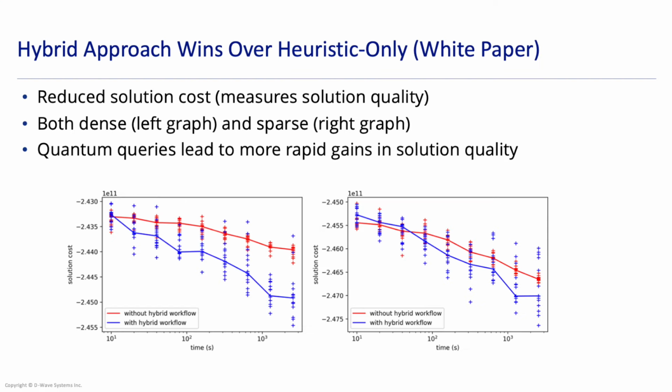And we've shown some statistics that show that the hybrid approach does win over the classical heuristic-only approach. These two graphs, the left graph for dense problems and the right graph for sparse problems, show a definite reduced solution cost, measuring the solution quality. Basically, the quantum queries are shown here, and also in more recent work that we've just released in the last 2 weeks, the quantum queries definitely show gains in solution quality using this hybrid.